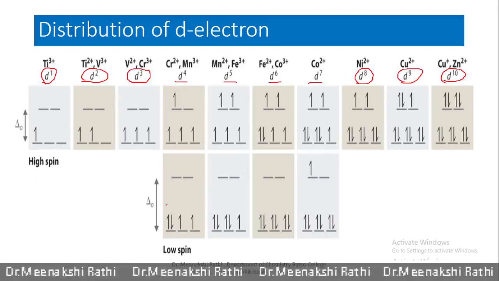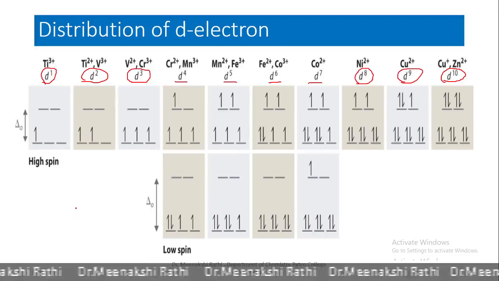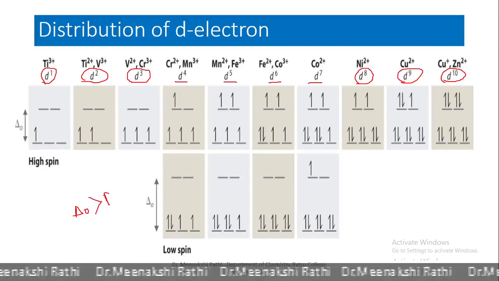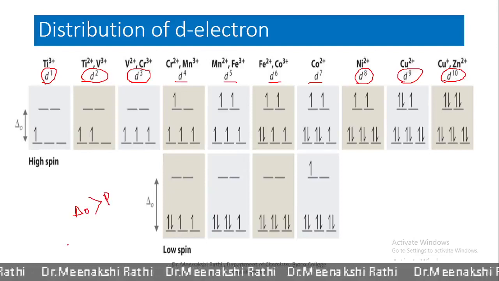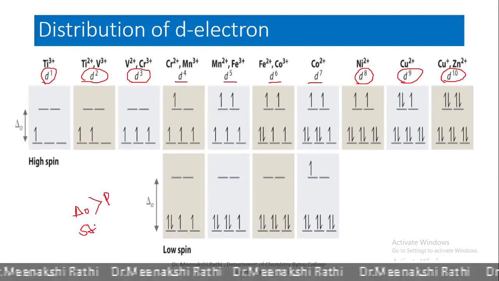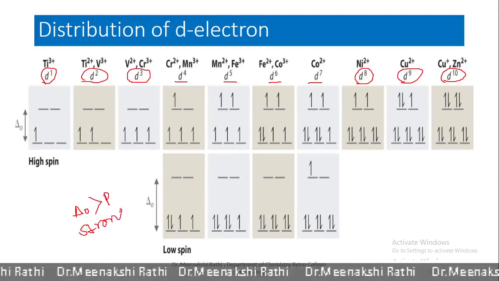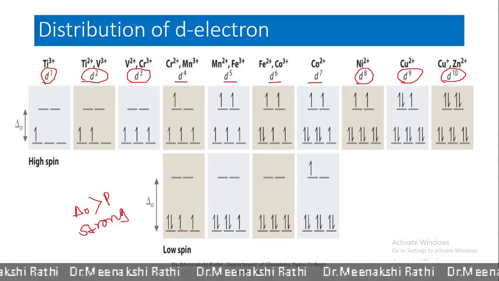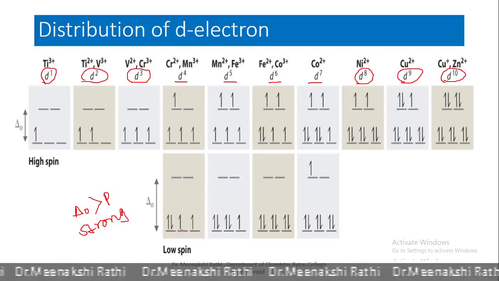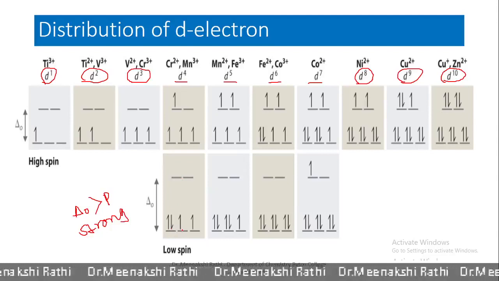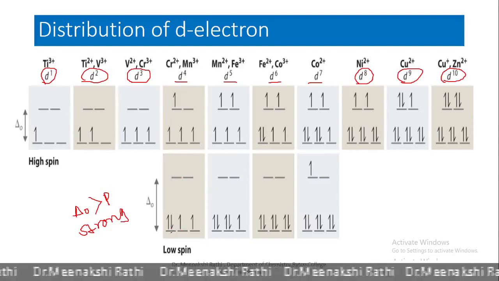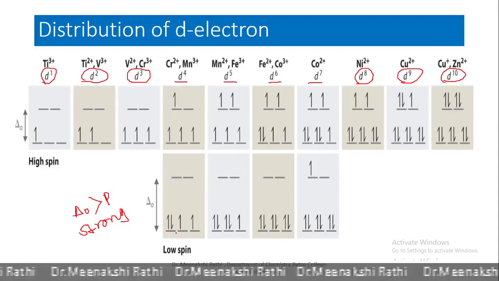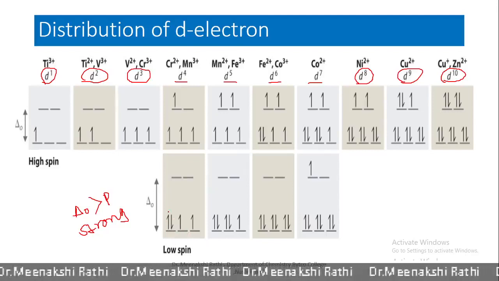If delta O is greater than pairing energy, that means it's a strong field ligand. And when the ligand is strong, splitting is more. So the electrons will always prefer to pair up. And when pairing is there, now see here these 4 electrons, they prefer to pair up here.